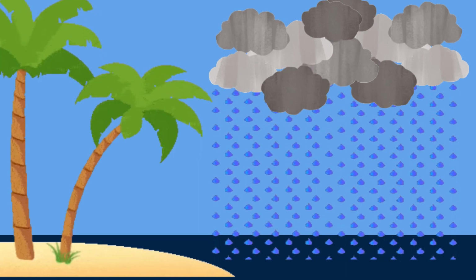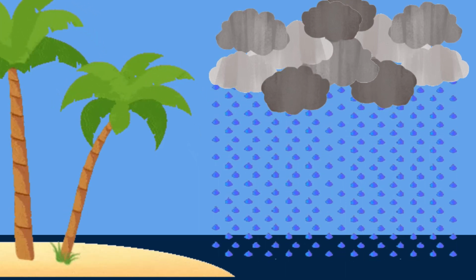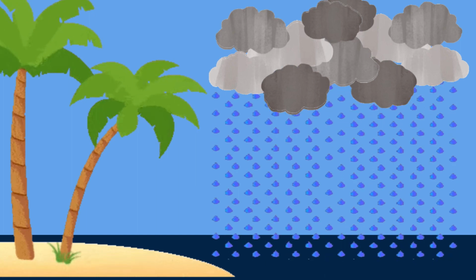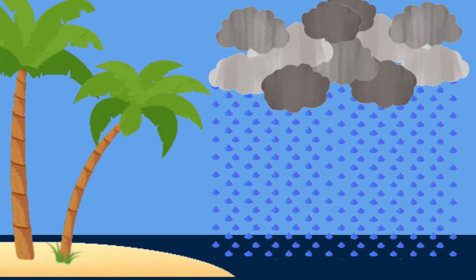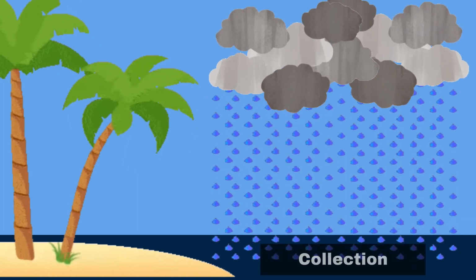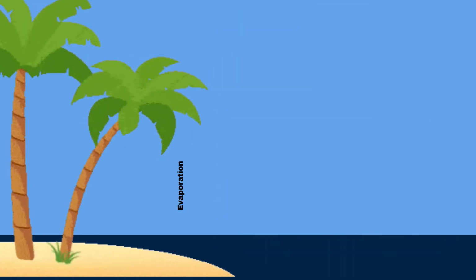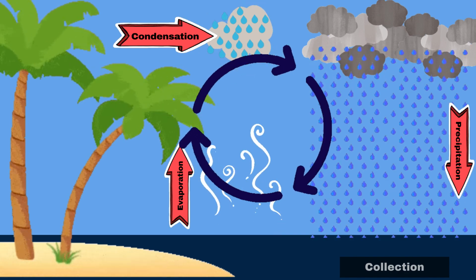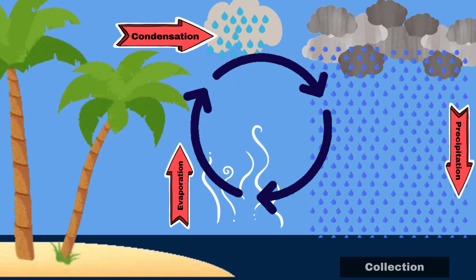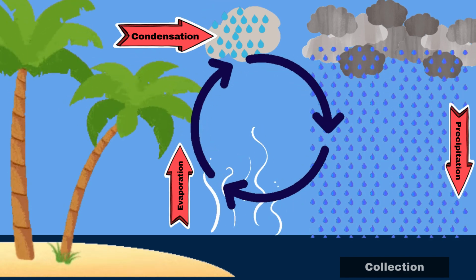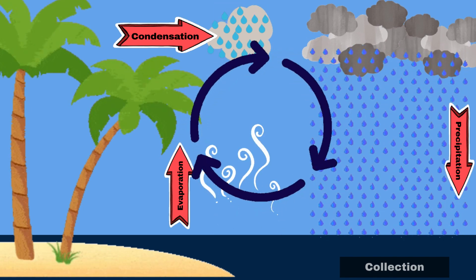And finally, the water falling down in the form of rain is collected by various water bodies, and this process is called collection. This entire process happens over and over again, and hence it is known as the water cycle.